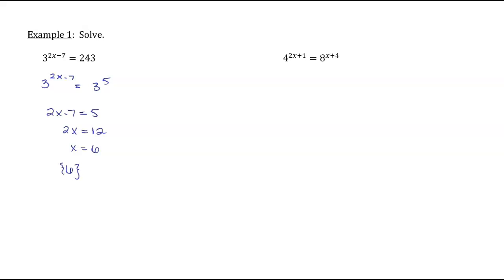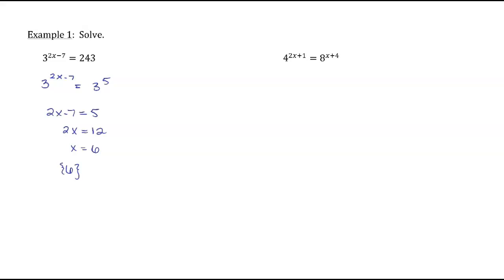Now take a look at 4 raised to the exponent of 2x plus 1 equals 8 raised to the exponent of x plus 4. 8 is not a power of 4, so we cannot write 8 as 4 raised to some exponent. However, 4 and 8 are both powers of 2, so we can still write both sides of this equation with the same base. This time the base will be 2.